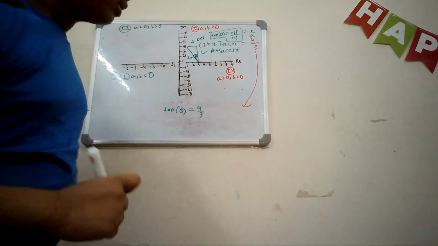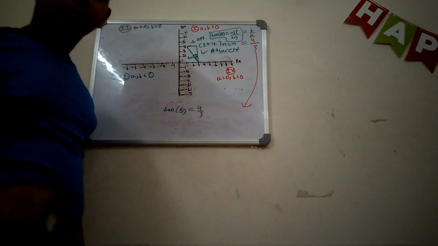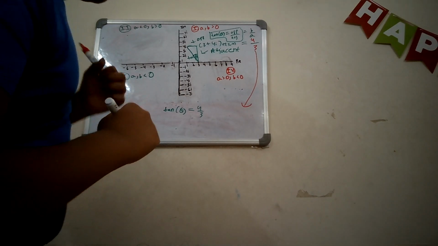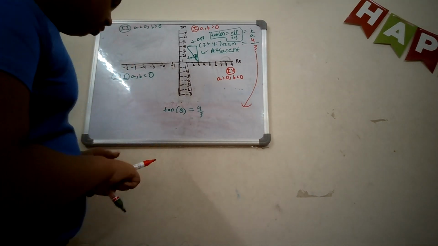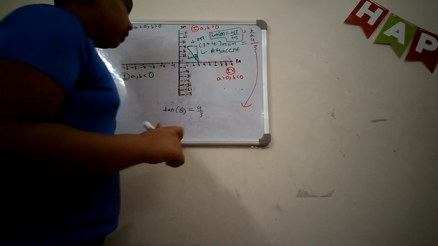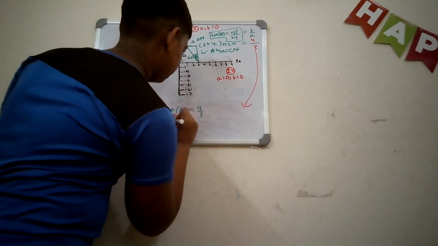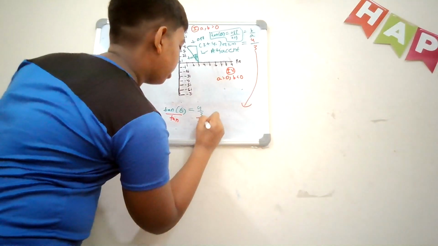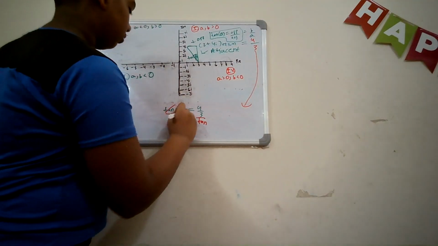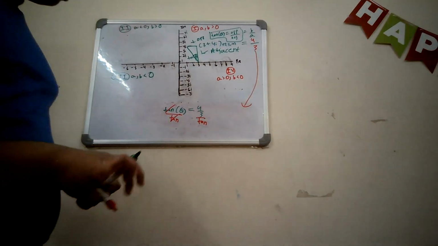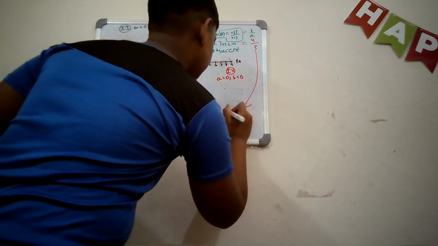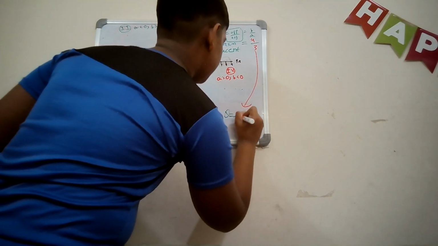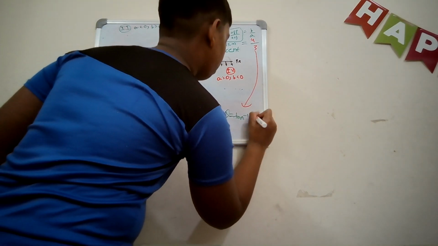But we're not done yet. Our goal was to find theta, right? So we're going to find theta. And how do we do that? We have to transpose. Or what we can do is, we can divide tan on both sides. So this will cancel. And we get that theta is equal to tan to the minus 1 of 4 upon 3.